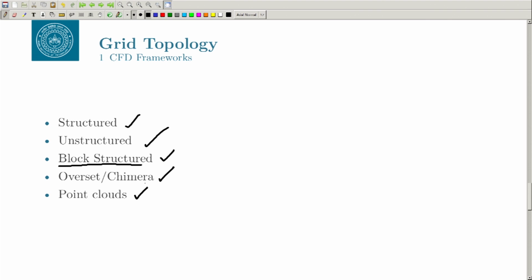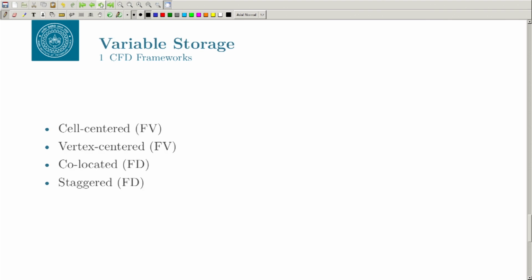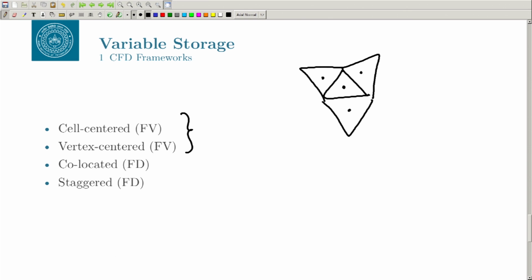You can have a distribution of points instead of a grid. In the finite volume, you can have the values at the cell, which can be cell centered or vertex centered. So, if this is your finite volume, this is cell centered, where you have the values at the cell, or you can have vertex centered, where the values are stored at the vertex. Both methods are popular, although the cell centered method is more common.